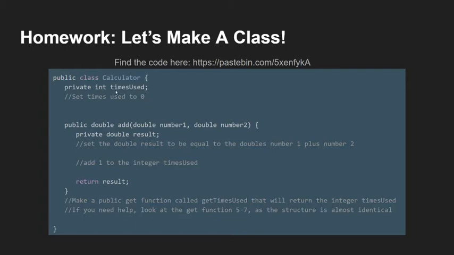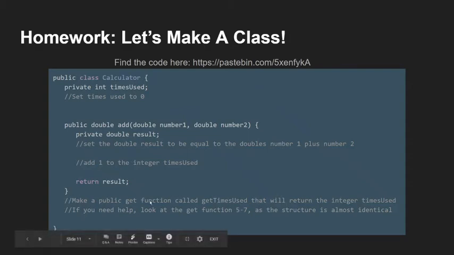Then you want to take timesUsed and add 1 to it. You could take timesUsed is equal to timesUsed plus 1. You could set timesUsed plus equals 1, or you could even use timesUsed plus plus, which we haven't gone over, but if you know enough programming, feel free. And then it's going to return that result. Now this might be confusing, but we went over it earlier. It shouldn't be too hard.